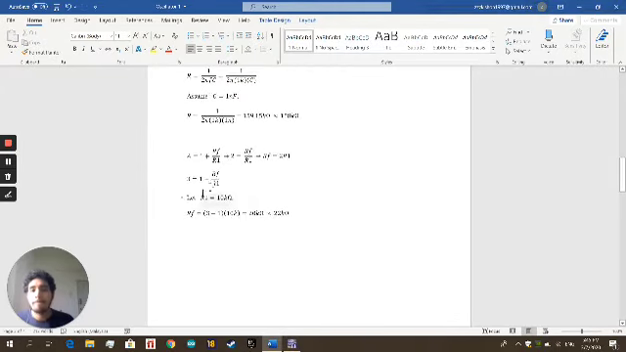Next, I need to find the variable resistance value. Based on this formula, I assume the gain as 3 and R1 as 10 kilo ohms. By computing this formula, I obtain the variable resistance value as somewhere between 20 kilo ohms to 22 kilo ohms. I chose 22 kilo ohms.